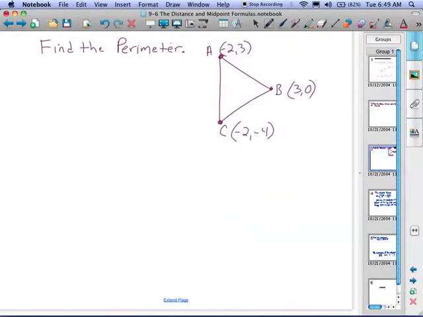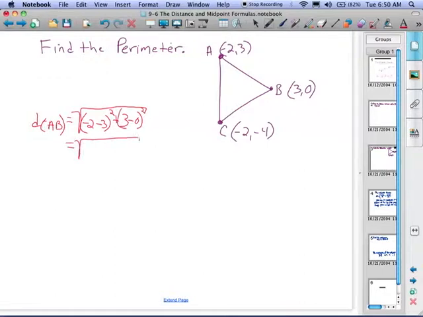In this problem, we're going to be required to find the perimeter of the shape, the perimeter of this triangle. We're not given the lengths of the sides, we're given the coordinates of the 3 vertices. We have to find the distance between 3 sets of points. So first, the distance from A to B is going to be x2 minus x1 squared plus y2 minus y1 squared. So we're going to do -2 minus 3 squared plus 3 minus 0 squared.